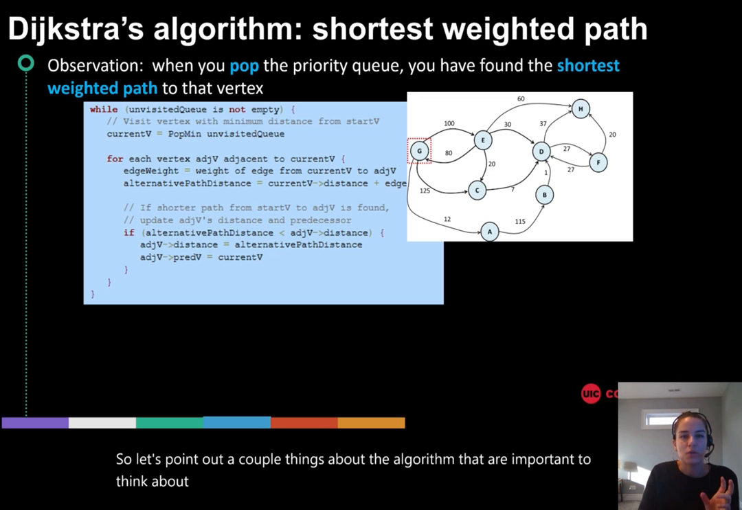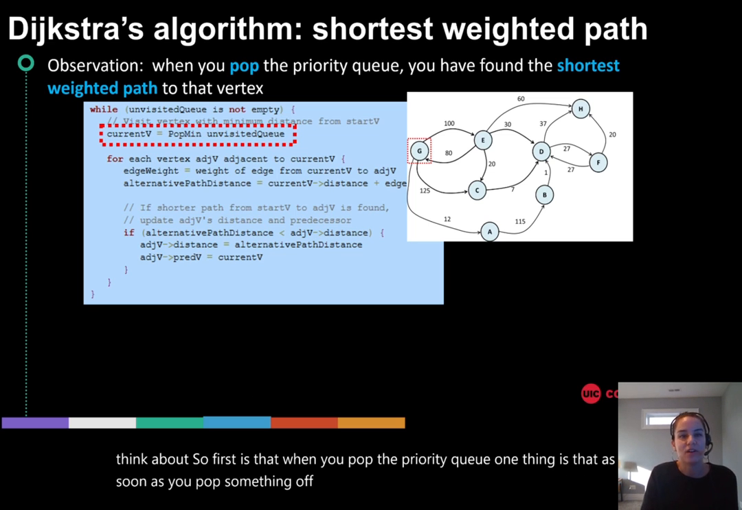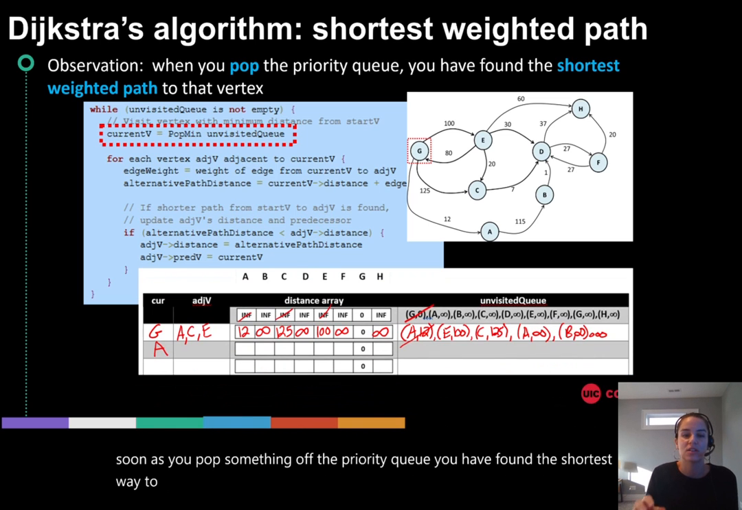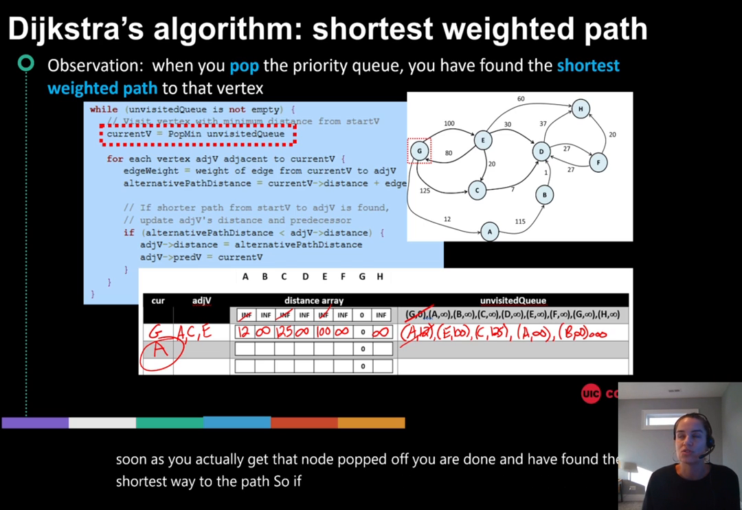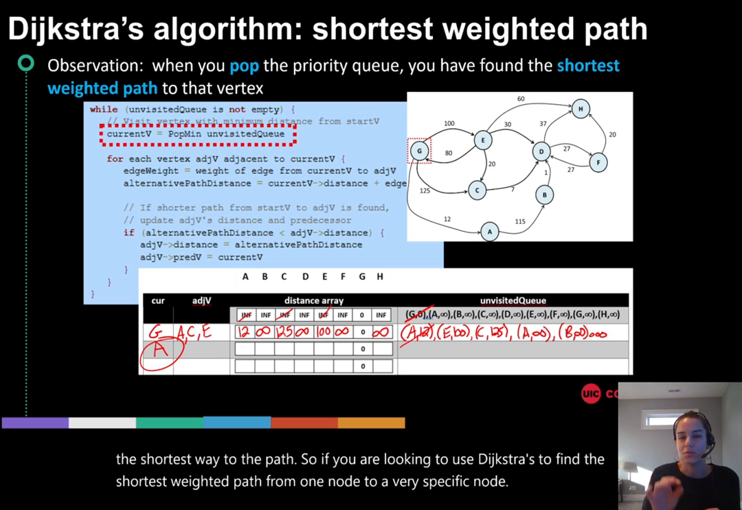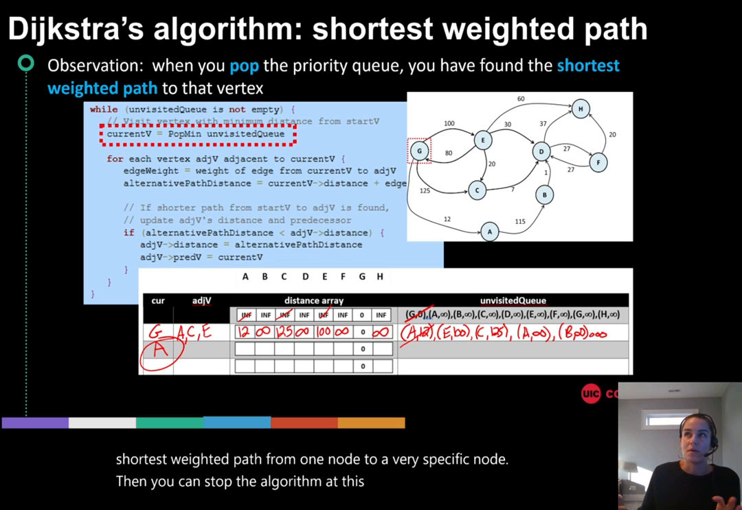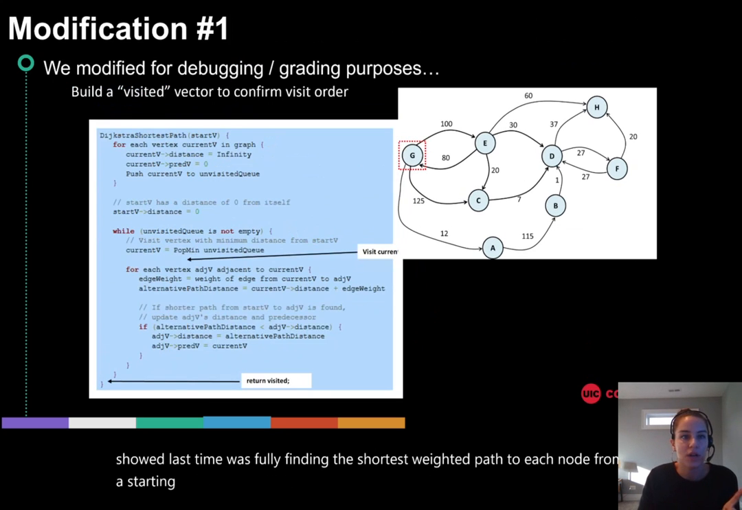First, when you pop the priority queue, as soon as you pop something off the priority queue, you have found the shortest weighted path to that vertex. So basically on this step of the tracing, as soon as you actually get that node popped off, you are done and have found the shortest weighted path. So if you are looking to use Dijkstra's to find the shortest weighted path from one node to a very specific node, then you can stop the algorithm at this point. The Dijkstra's algorithm that I showed last time was fully finding the shortest weighted path to each node from a starting node. So that's the first thing I wanted to point out.